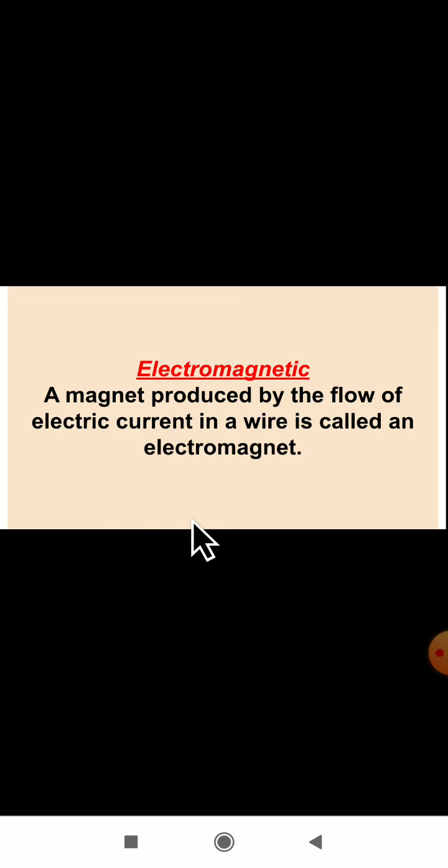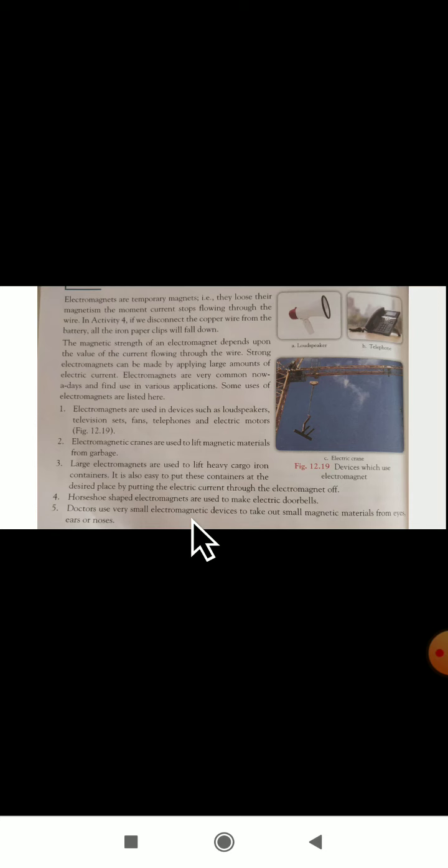See here, what is an electromagnet? A magnet produced by the flow of electric current in a wire is called an electromagnet. So we are calling it an electromagnet. Electromagnets are temporary magnets, and they lose their magnetism the moment current stops flowing through the wire. If the current stops, then the magnetism stops.